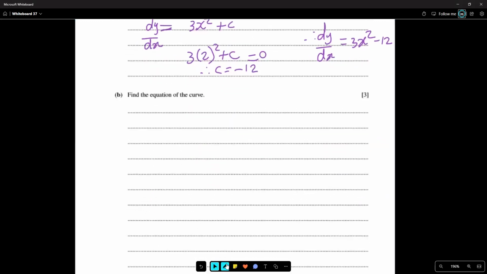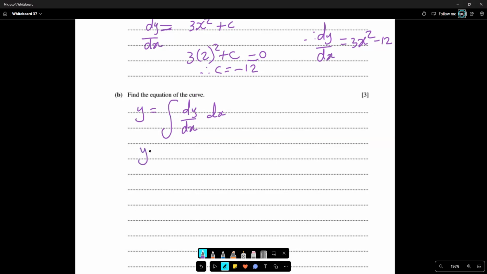Find the equation of the curve. So now they need y. So we're still doing the same. This is the integral of dy over dx. You see, the derivative of y is dy over dx. The integral of dy over dx is y. So when you differentiate y, you get dy over dx. When you integrate dy over dx, it's like you are going back. So you get y. Awesome.